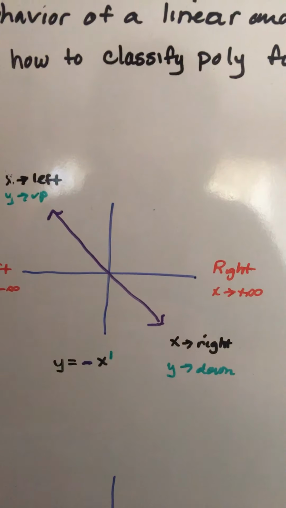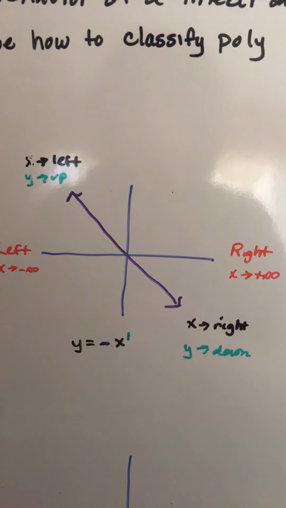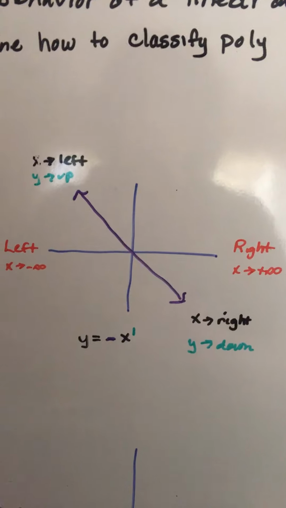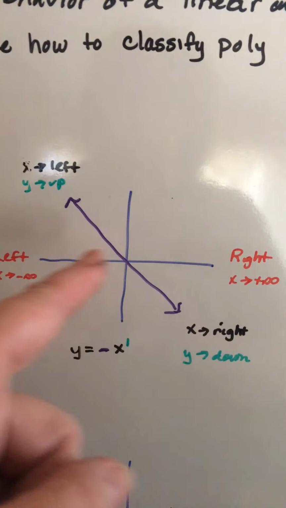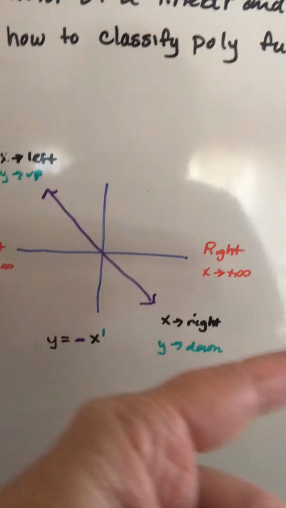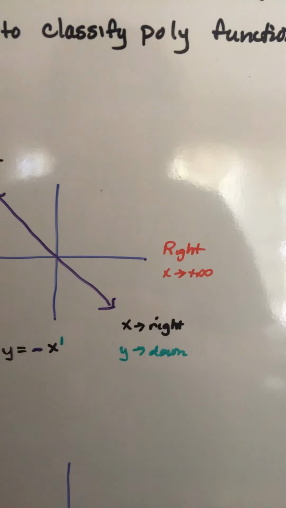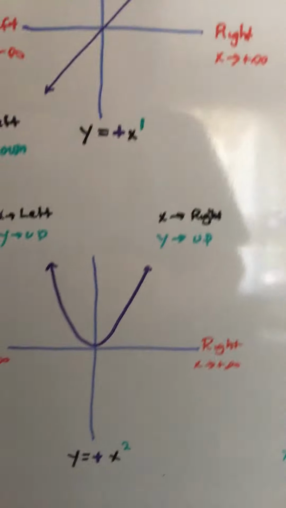What happens the other way when I have y equals negative x? It's an odd exponent, the leading coefficient's negative. What happens as I head left? The y's go up. What happens as I go right? The y's go down. Now let's look at our parabola.